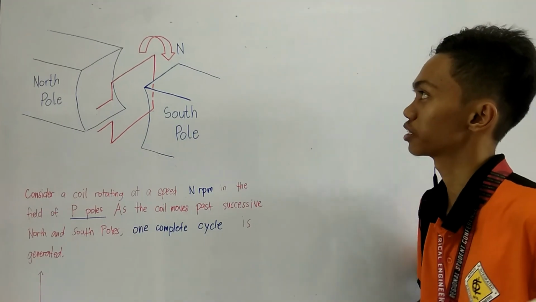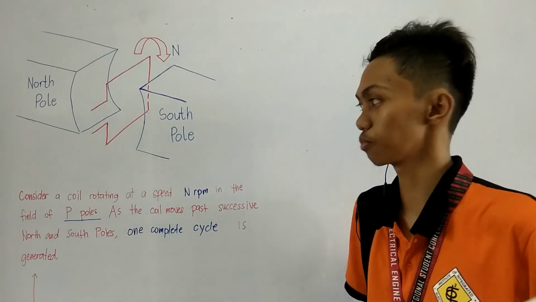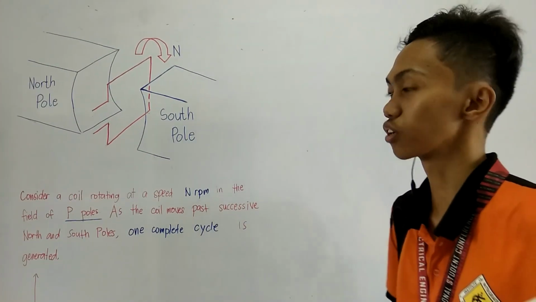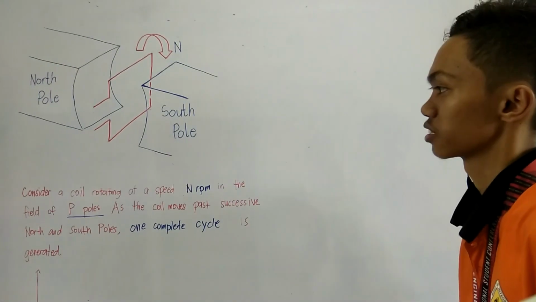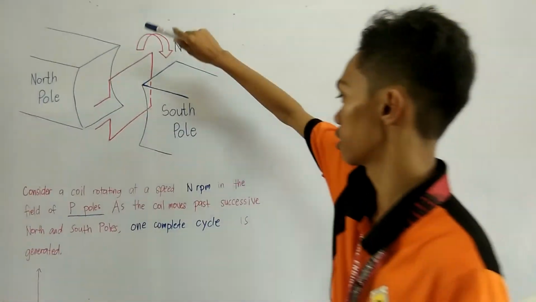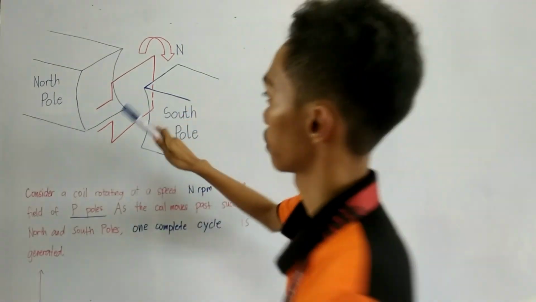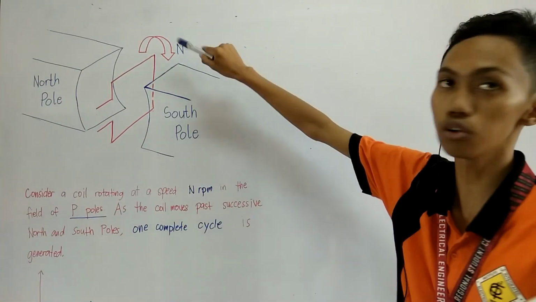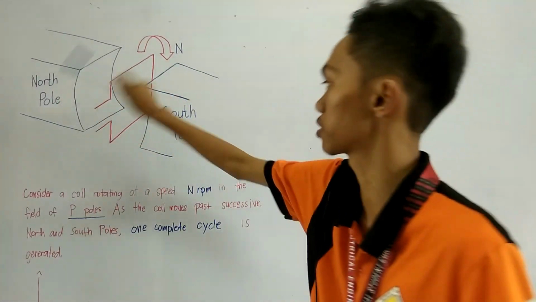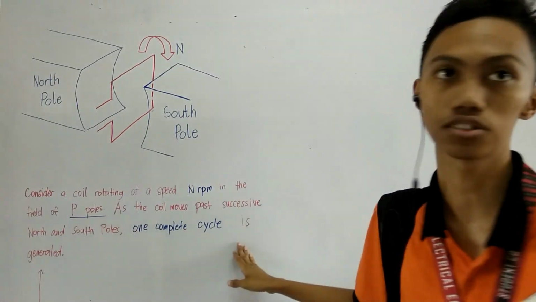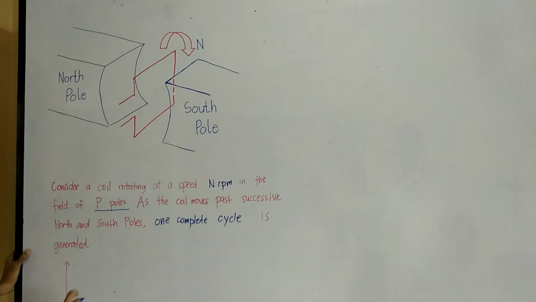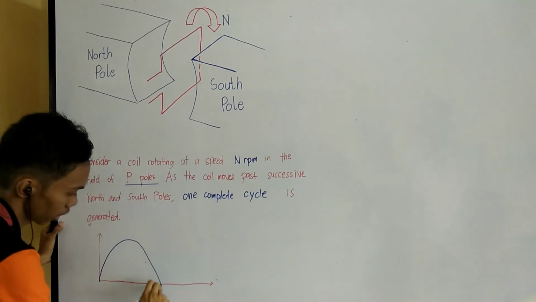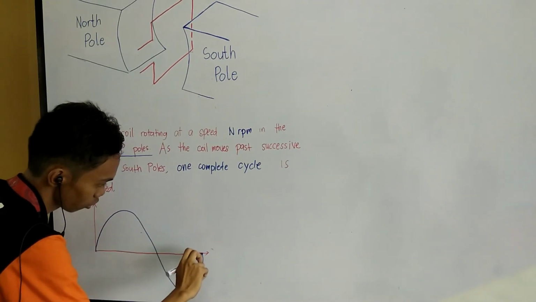Good morning everyone. So we are here to discuss the relationship between the frequency, the number of pole pairs, and the speed of rotation in an alternator. Now consider a coil rotating at a speed of N RPM in the field of P poles. As the coil moves past successive north and south poles, one complete cycle is generated. So say for example, our cycle starts at the north pole and then finishes at the south pole.